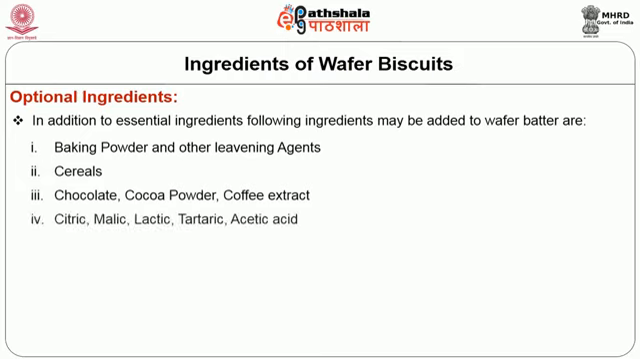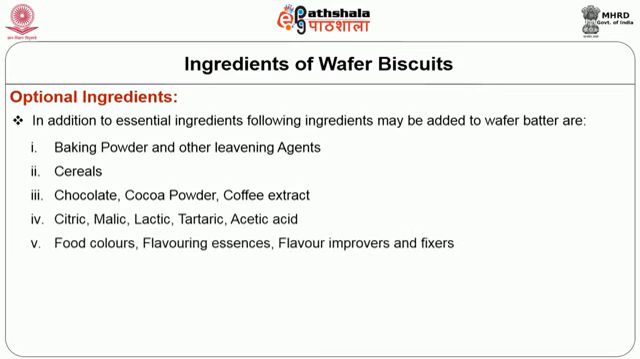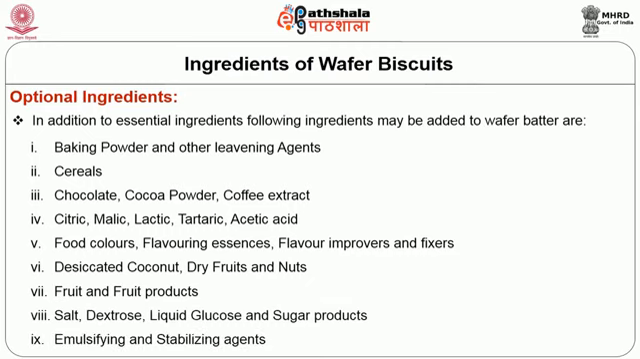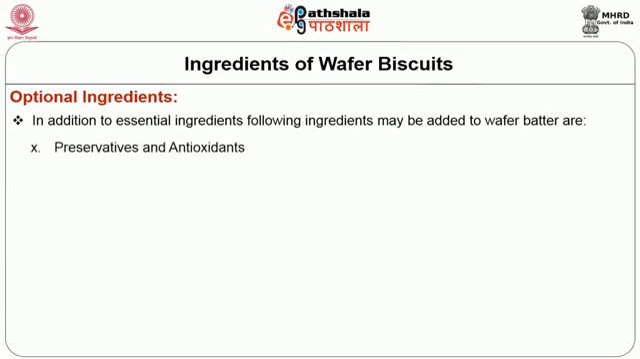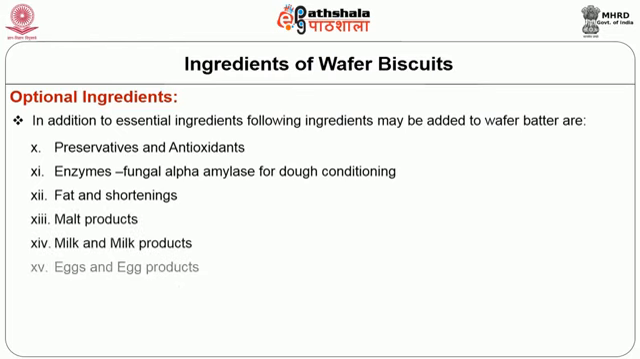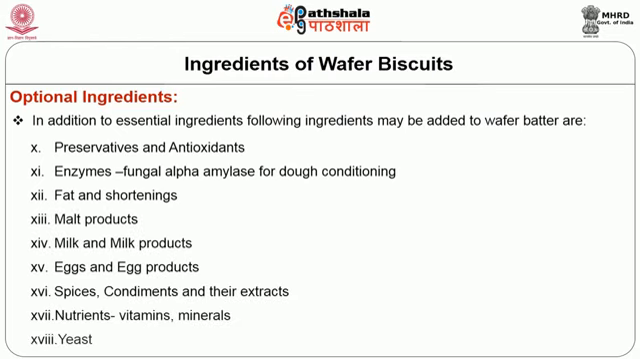Then citric acid, malic acid, lactic acid, tartaric acid or acetic acid. Then flavors, colors, flavoring essences, flavor improvers and fixers, fruit and fruit products, salt, dextrose, liquid glucose and sugar products, emulsifier and stabilizing agents, preservatives and antioxidants, fat and shortening, milk products and egg products. Then nutrients, there can also be additional optional ingredients like vitamins and minerals.